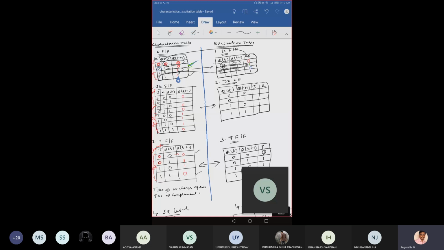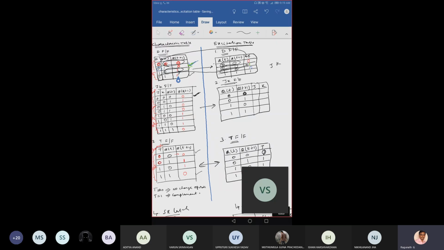So I'll take the first value. Now Q of t equal to 0 and Q of t plus 1 also 0. Now find out in how many cases we are getting 0, 0. Please tell me how many cases we are getting. The first row here, 0, 0. For this case, what is the J value and K value? Anyone tell me, please? For this row, it is 0 0.